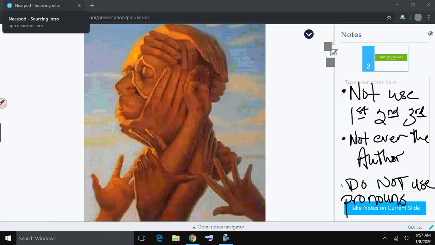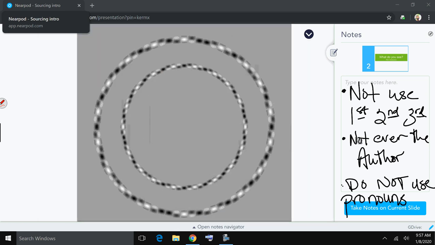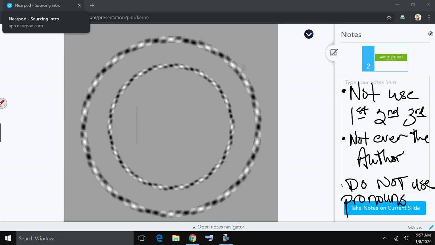Do you see the face? Yeah. See the hands? Yeah. Are they connected?